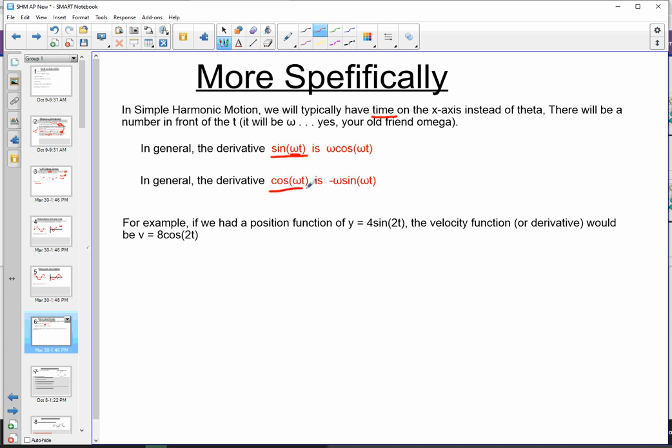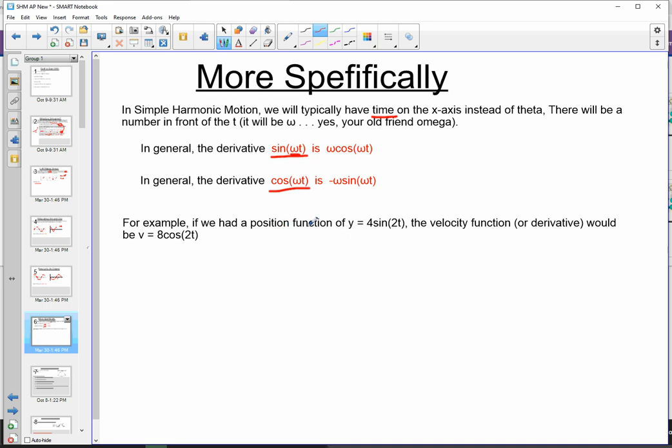And in a like manner, when we take the derivative of cosine omega t, again, the omega pops out every time you do it. Whatever's in front of the t pops out front. That's part of the rule. And the negative still shows up. When you take the derivative of cosine, you get negative sine. So the derivative of cosine omega t is going to be negative omega sine omega t.